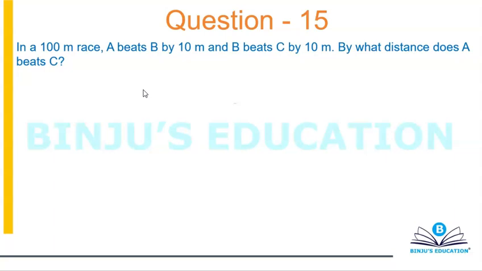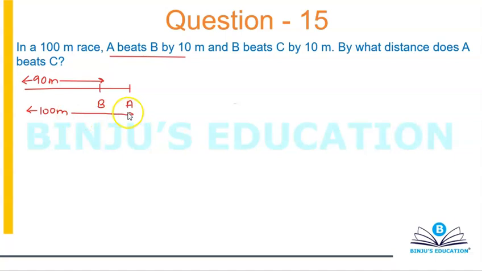In a 100-meter race, A beats B by 10 meters. Okay, so we have a race and this is 100 meters. A beats B by 10 meters, which means in the time when A will cover 100 meters, B will cover 90 meters. The time is the same. So time will be equal to 100 divided by speed of A, which will also be equal to 90 divided by speed of B.